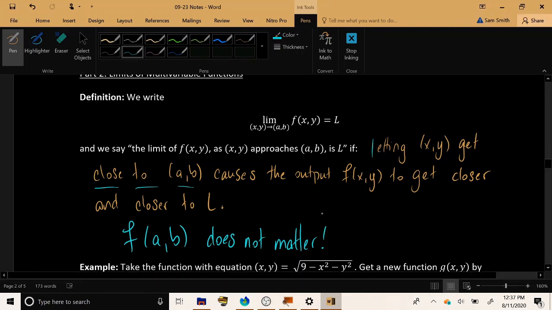You could have a hole at that point. The point could be floating, it could be moved somewhere else. Who knows? But what is happening at the point doesn't matter. The only thing that matters is what's happening near the point.